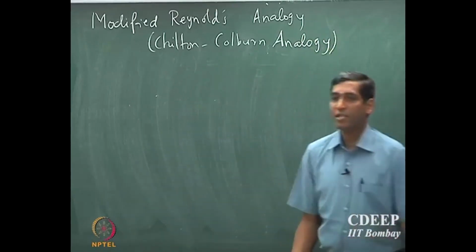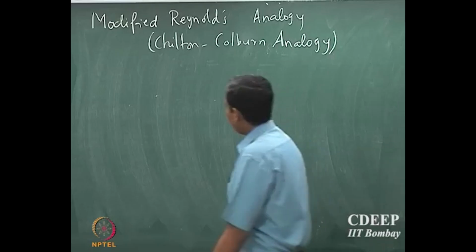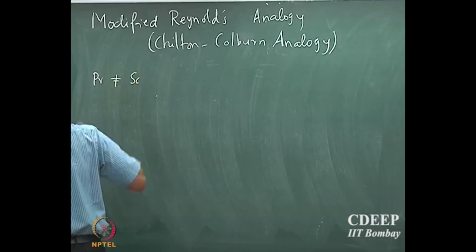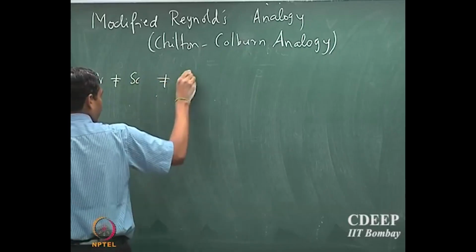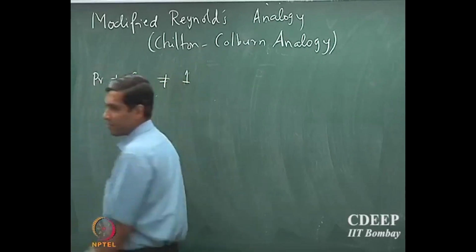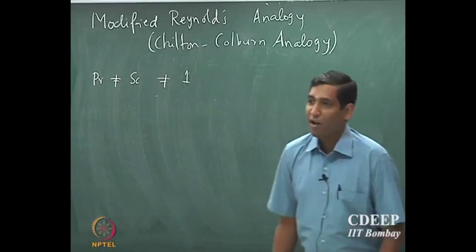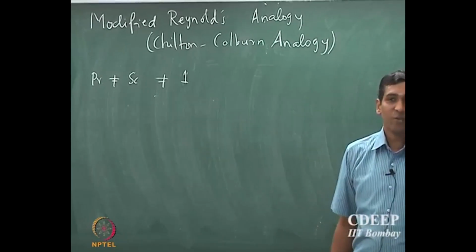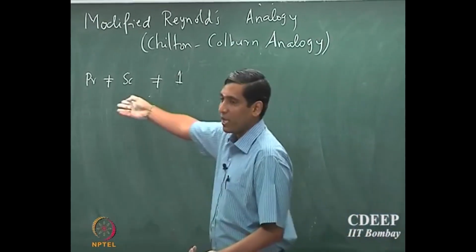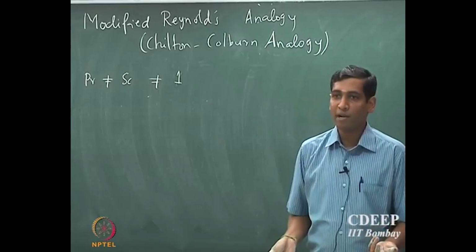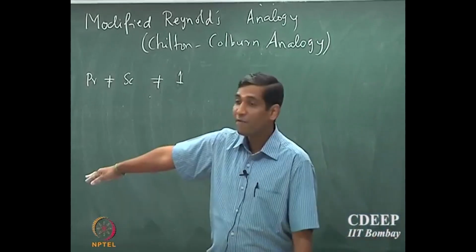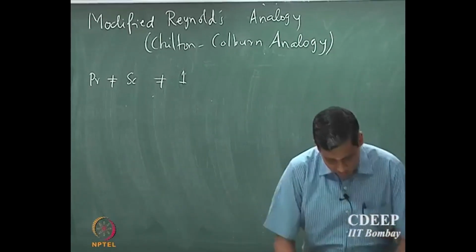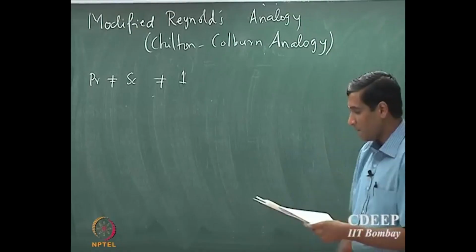Also called the Chilton-Colburn analogy, where the analogy assumes that the Prandtl number is not equal to the Schmidt number, and obviously it's not equal to 1. So there is no analytical way of finding out the equivalence between the 3 transport mechanisms in the boundary layer if this is the case. But by observing the functional form, one can define what are called the Colburn factors.